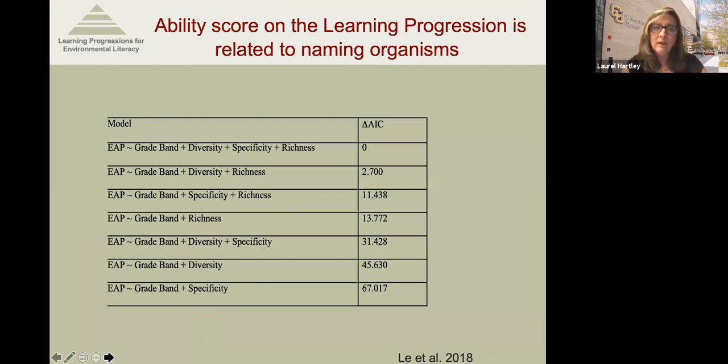And then we wondered, how is their ability to name organisms related to their performance on the learning progression? So where they were on the learning progression, and this is their ability estimate, or how well they performed on that learning progression. The more diversity, specificity, and richness was correlated with their performance on the learning progression. We don't know cause versus effect, but it is something that we want to explore further.